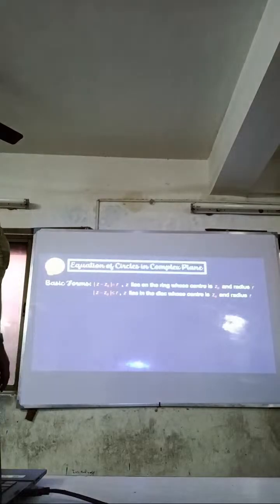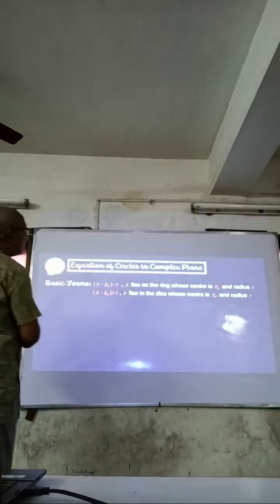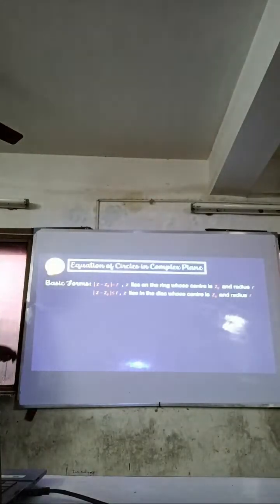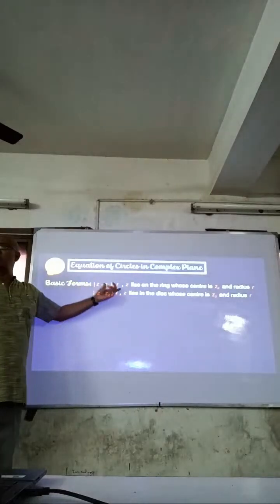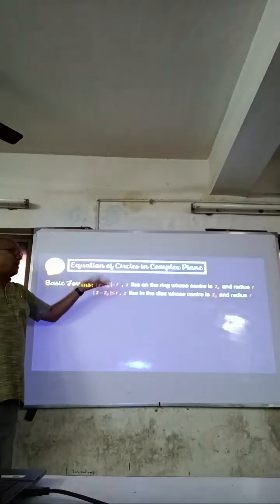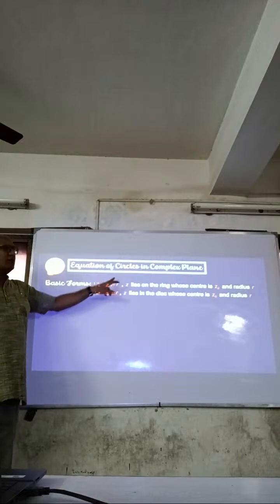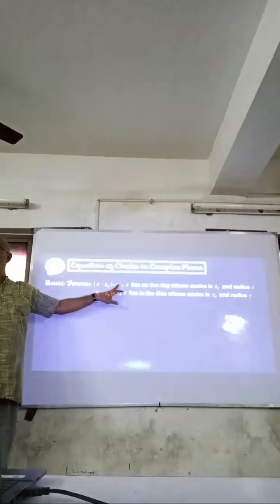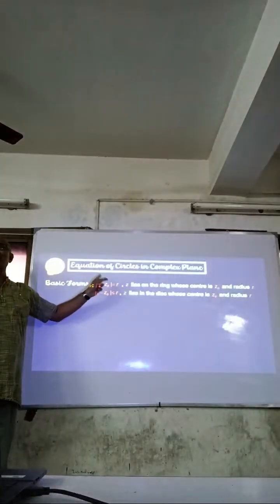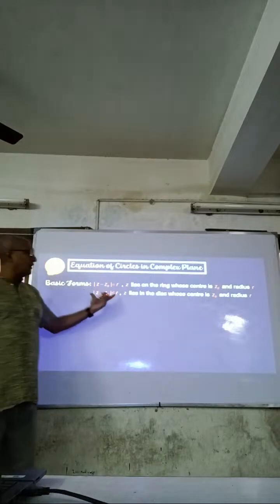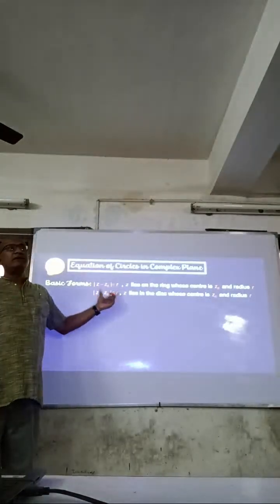Now let us come to the equation of circles in complex plane. So we have these basic forms, we are already familiar with this, isn't it so? Z minus z naught equals what? It means what? This represents a circle whose center is at z naught and radius is r. What does this mean? Inside.